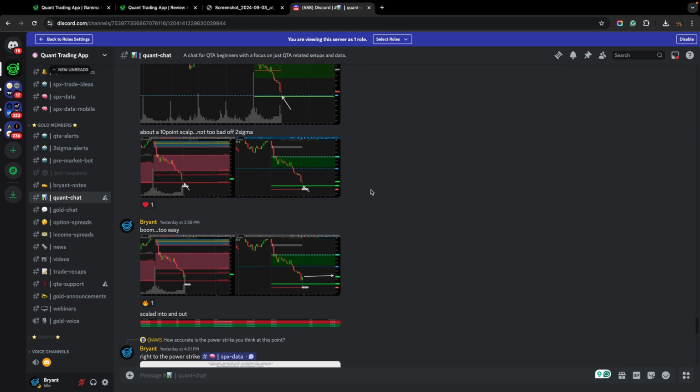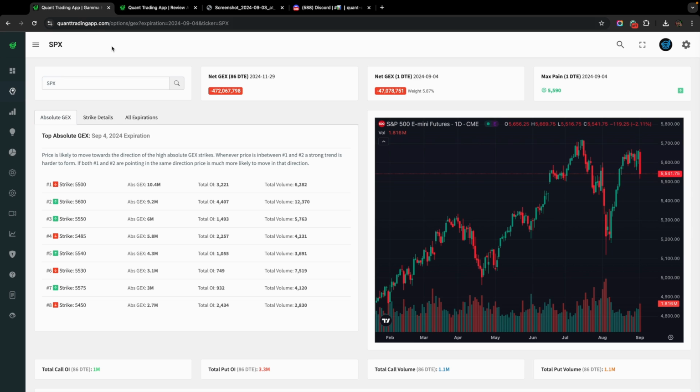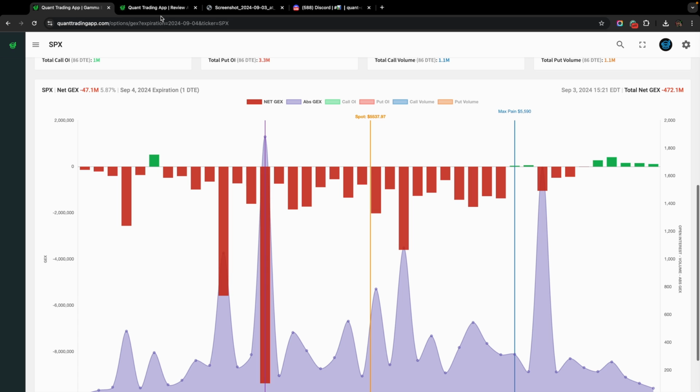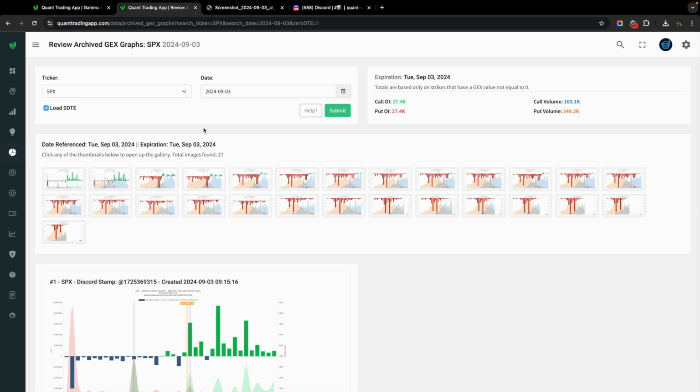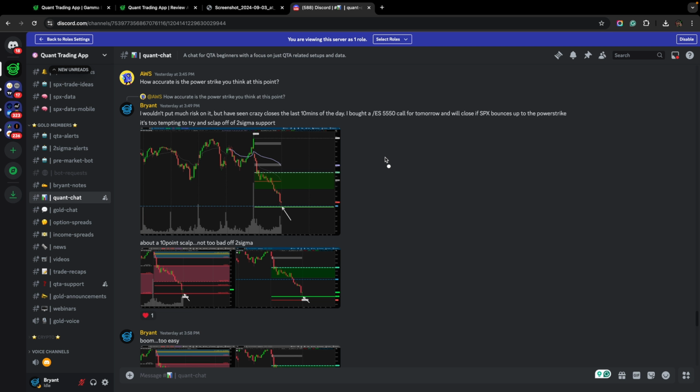So just going over some of the simple things that I was looking at and my reasons behind taking the trade. We're also going to take a look at some gamma exposure, what prevented me from entering a trade a little bit earlier in the day. This is the 0DTE gamma exposure for the SPX, and some additional confluences within Quant Trading App. But for now, let's start with what triggered the reason behind even taking the trade in the first place.